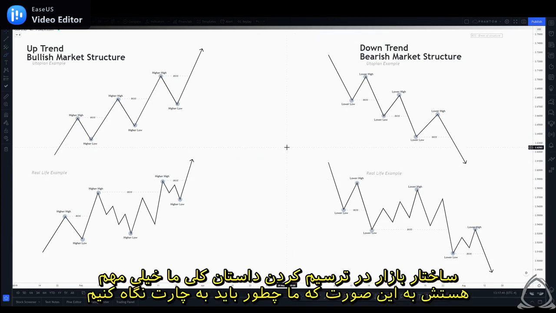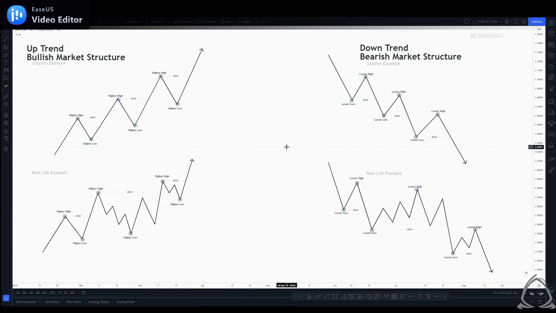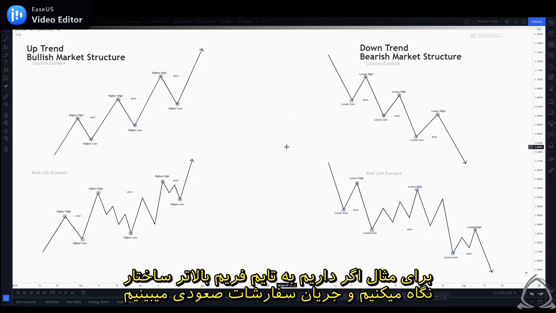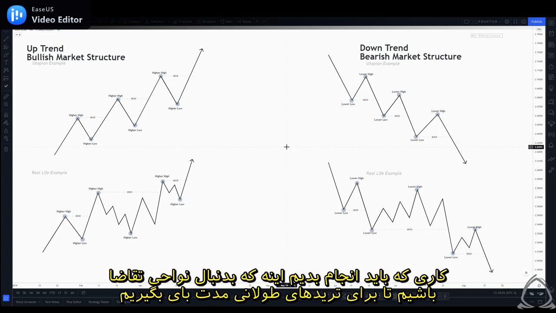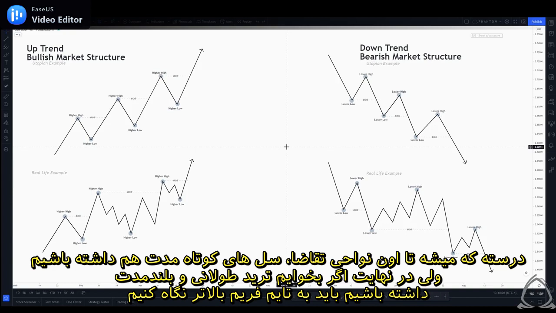Market structure is incredibly important in deriving our overall narrative in terms of how we should be viewing the charts and how we should be mapping out our supply and demand zones. For instance, if higher time frame market structure suggests bullish order flow, we should be looking for demand zones to buy for longer term trades. Of course, we can take short-term sells into those higher time frame demand areas, but ultimately, if we're looking for higher time frame longevity, we want to be trading with the trend.